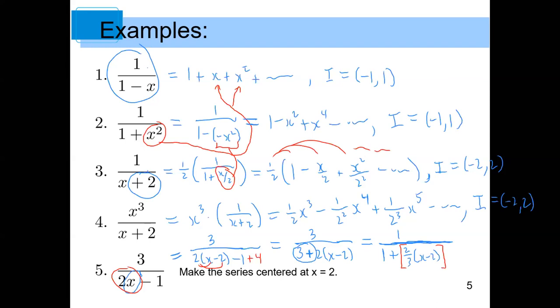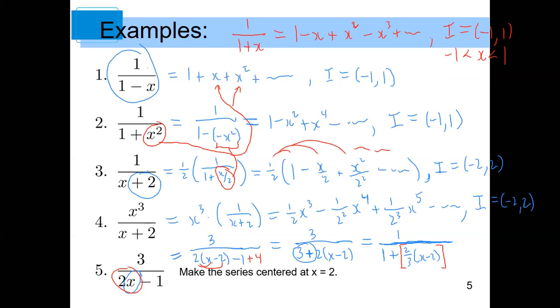And I know a power series for 1 over 1 plus x. What is a power series for 1 over 1 plus x? Yeah, 1 minus x plus x squared minus x cubed plus etc. And what's the interval of convergence for that again? -1 to 1, which by the way means -1 less than x less than 1. That's what I'm allowed to plug in, yes? That is going to be important down here, okay?